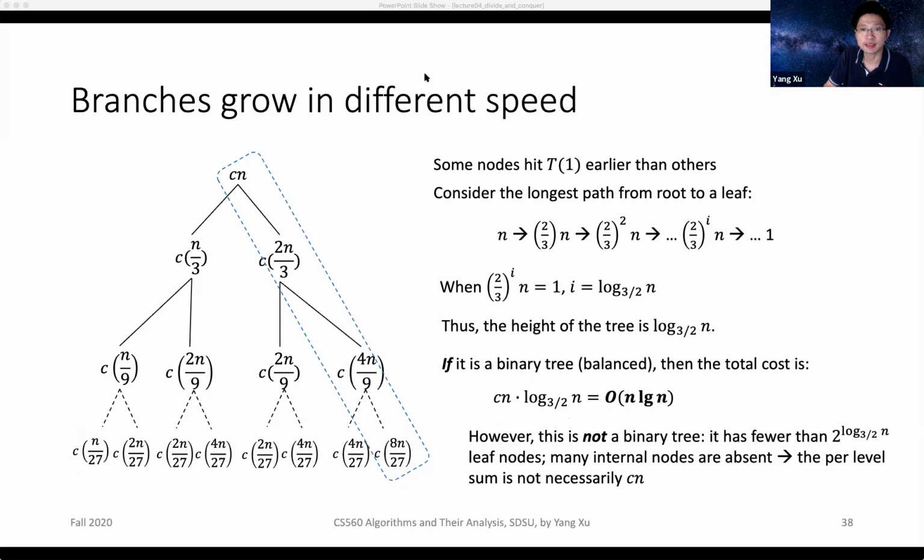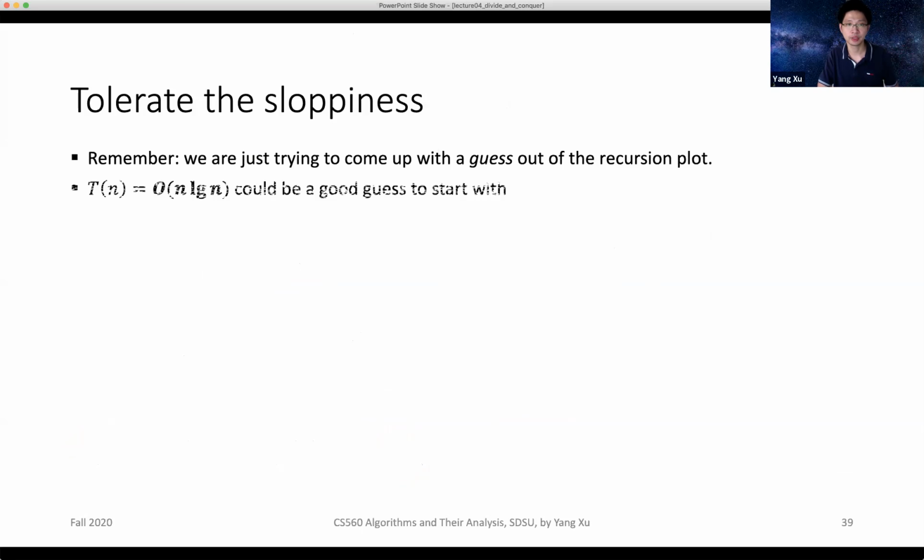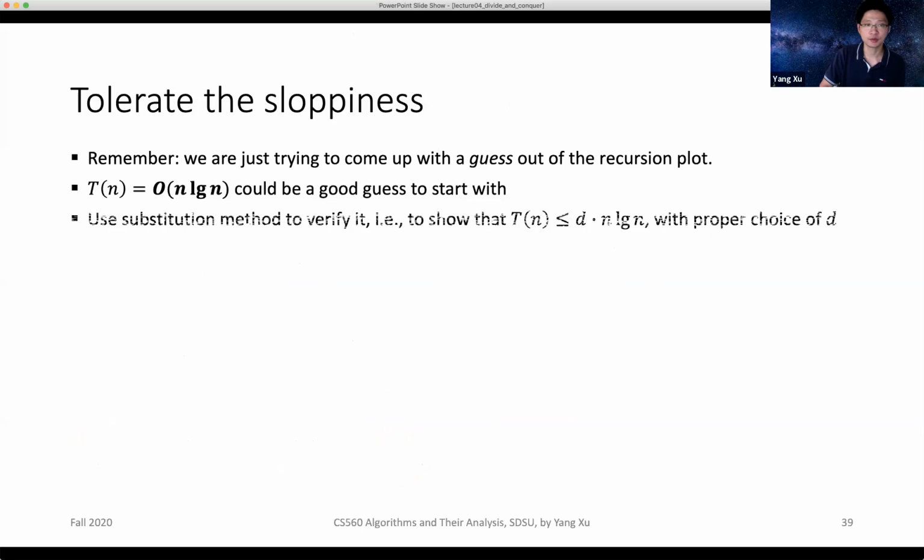And we will see that this guess could help us to get the correct solution to the original problem. If we assume that this guess is a good guess, we can use the substitution method to show that the recurrence is actually bounded by n times logarithm of n. Okay, and we'll quickly show the first step of this substitution method.